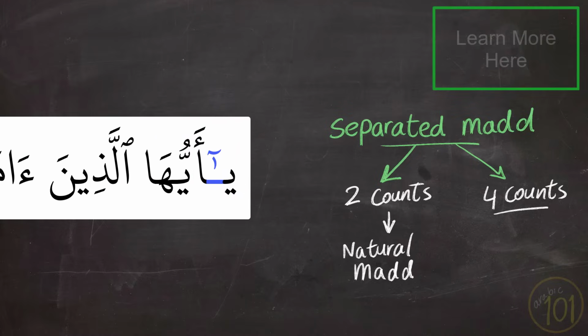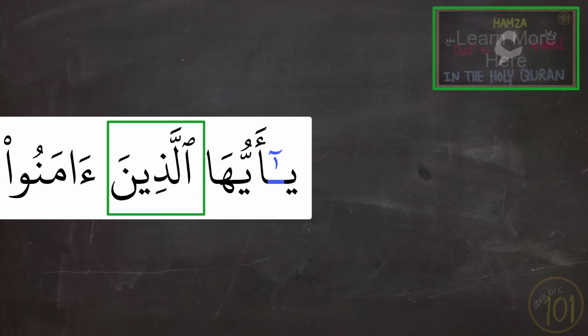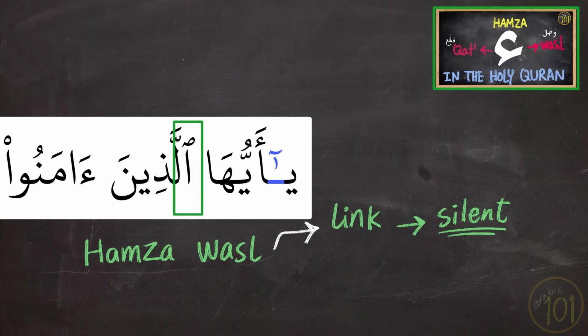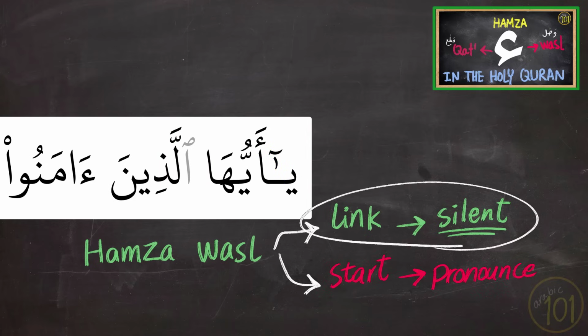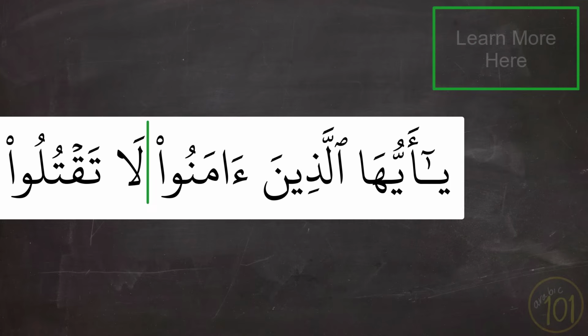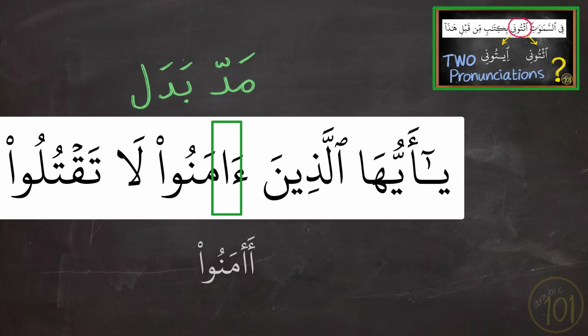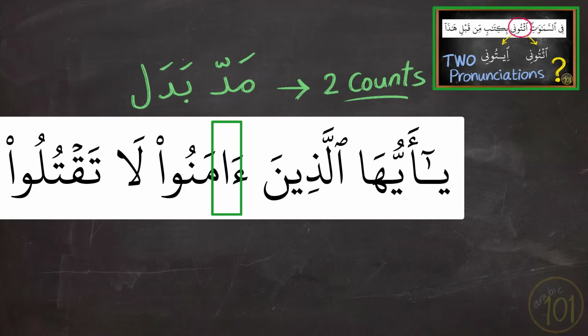الذين. The next word is الذين, and we can directly see that this word starts with Hamzat al-Wasl. And since we'll be connecting these 2 words here, this alif will completely disappear and we will say يا أيها الذين without mentioning any hamza whatsoever at the beginning of the word. Next up is the word آمنوا, which contains a med badal, because the original version of this word is أأمنوا. Because of the med badal, we are allowed to exchange the second hamza with an alif and say آمنوا with 2 counts, since it becomes a natural med or a med طبيعي.